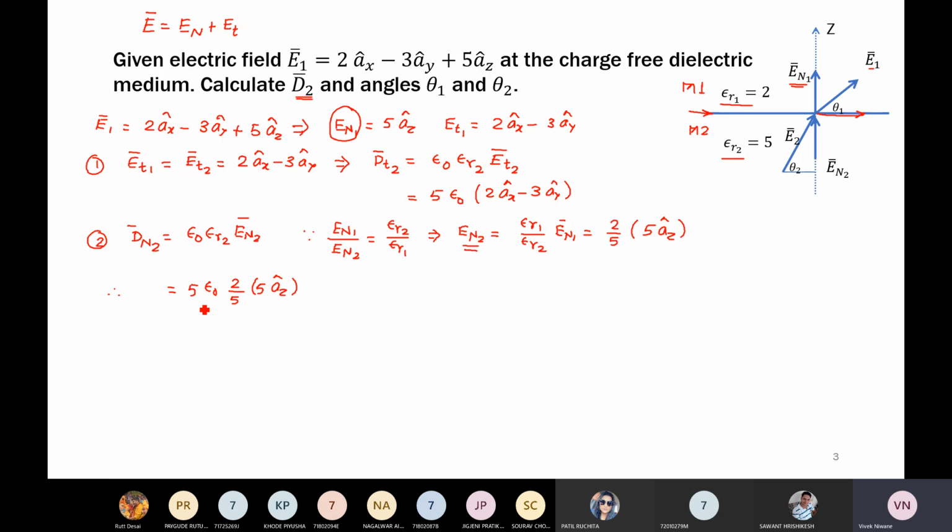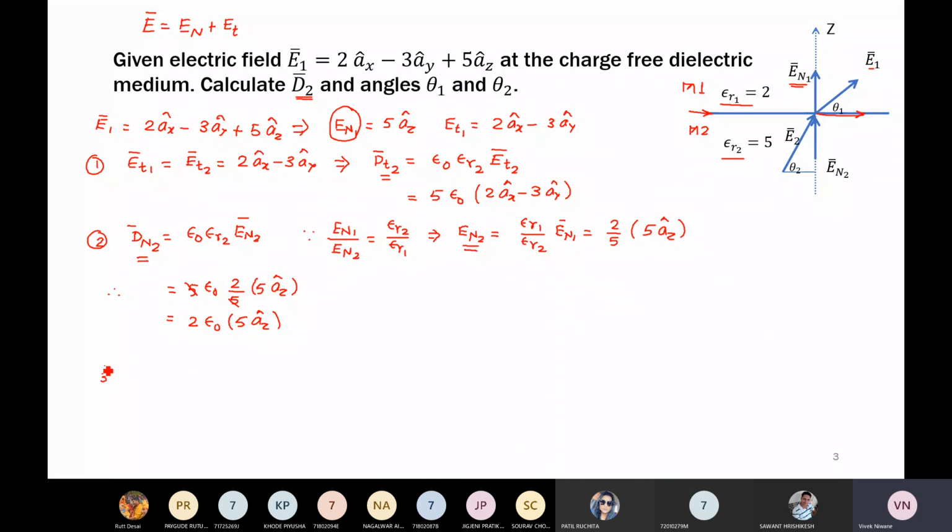Okay, so we can write down dn2 is nothing but, 5 gets cancelled out, and I can say that I will keep for the moment 2 epsilon 0 5 az cap as it is. Otherwise we can also write down epsilon 0 into 10 az cap. Okay, no problem. So we now have dn2 and dt2.